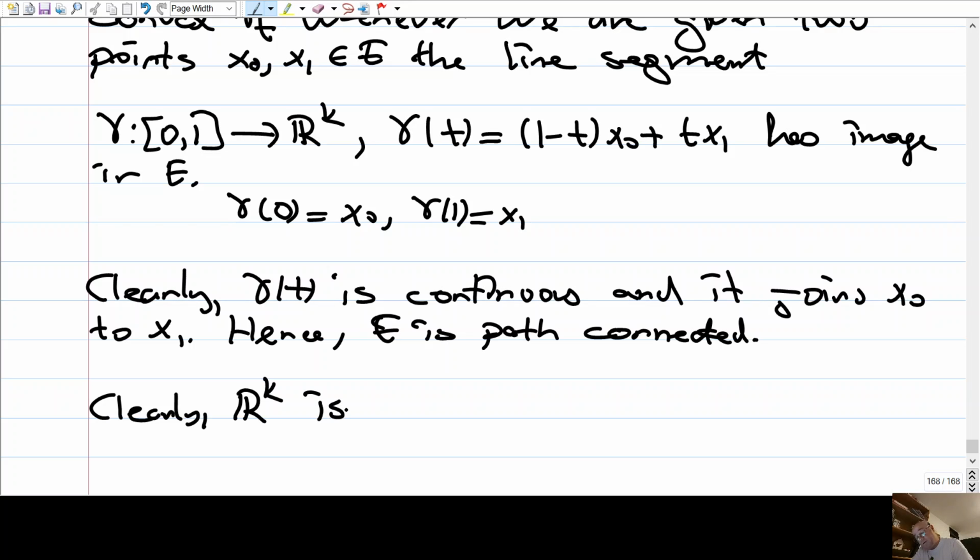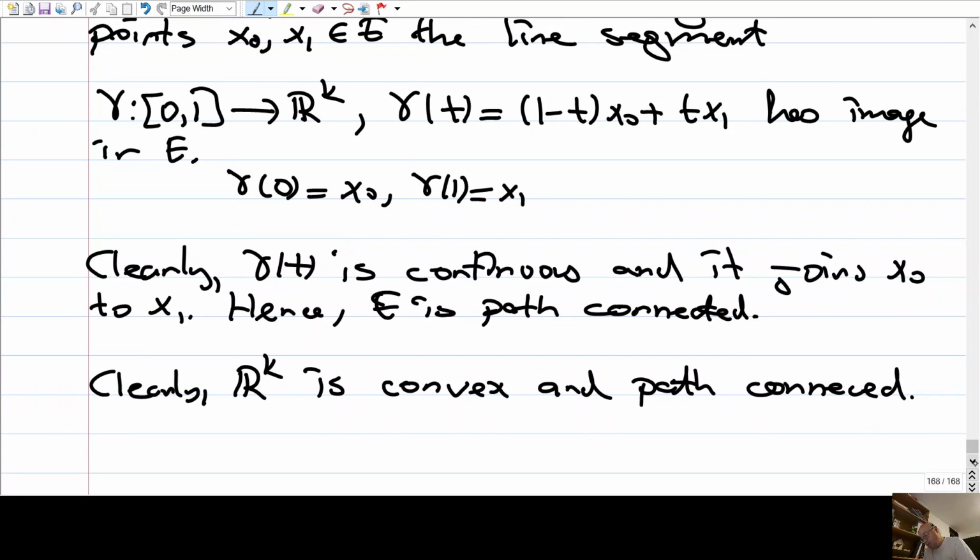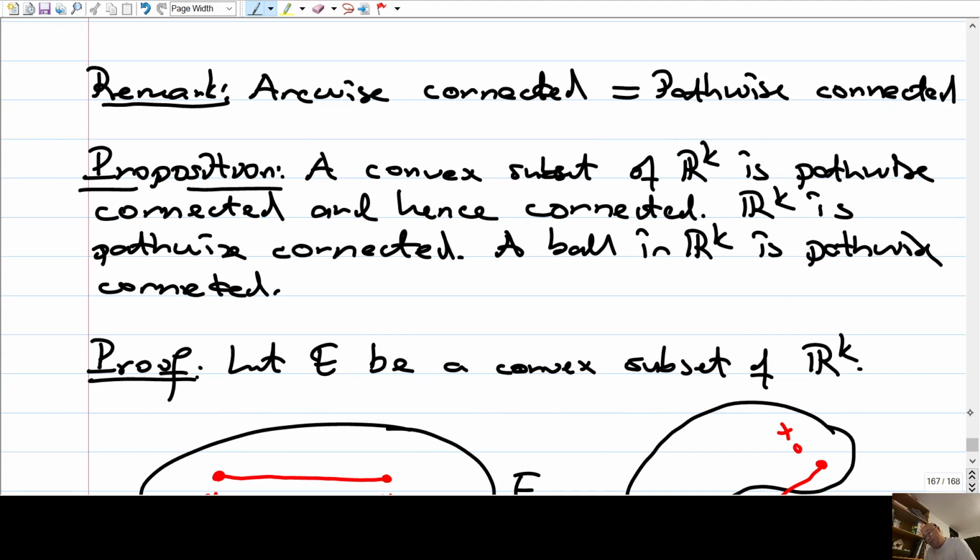Rk is path connected, is convex. I mean, because this line segment already lies inside Rk, right? Is convex, and path connected. So the only statement left to be proven is this: a ball in Rk is path connected.